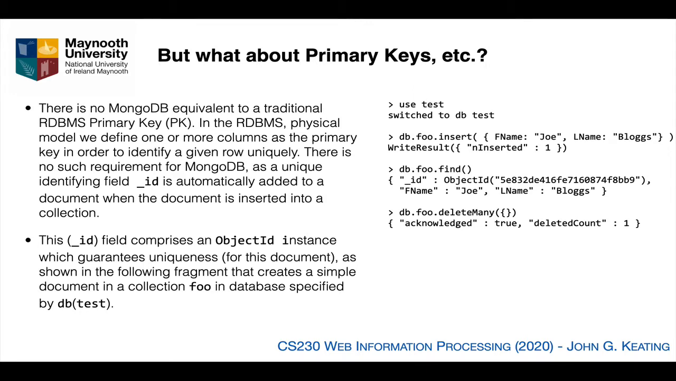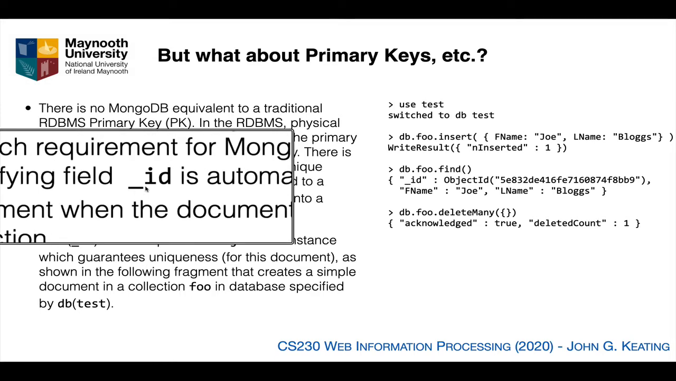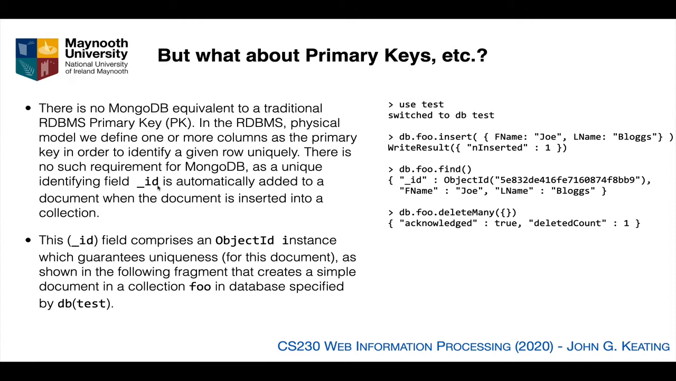Okay, so what about the primary keys though, and all that stuff? There's no MongoDB equivalent to a traditional relational database management primary key or the alternate key or any of that stuff we saw in the previous days. In the physical model for relational database management systems, we defined one or more columns as the primary key in order to identify a given row uniquely. So that's equivalent to how we specify a document. There's no requirement for this in MongoDB because it always supplies an identifying field, _id, that's automatically added to a document when the document is inserted into a collection.